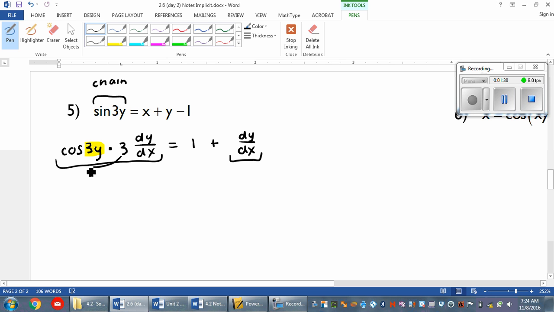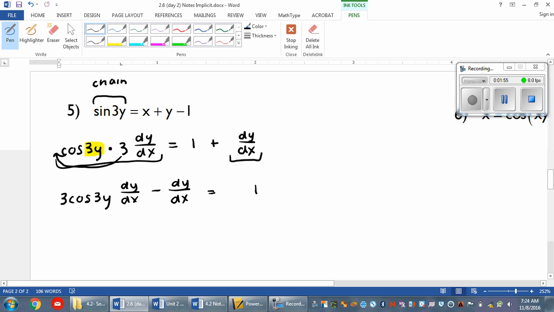And I'm also going to move this 3 right in front. So it's 3 cosine of 3y dy over dx. That was my original first term. Now this dy over dx becomes negative because I'm switching the sides of the equal sign. It's going to equal positive 1.